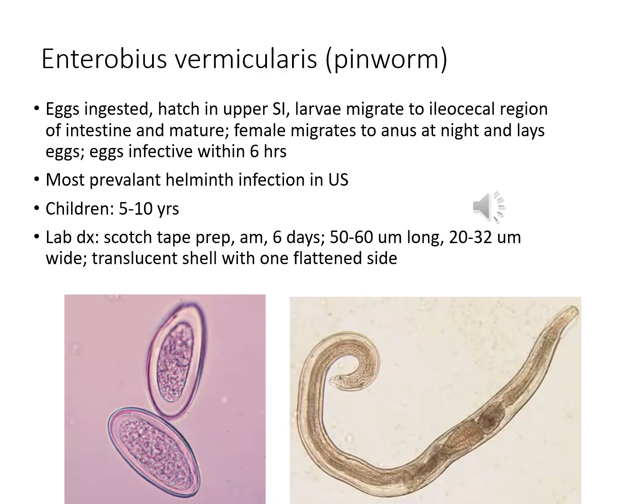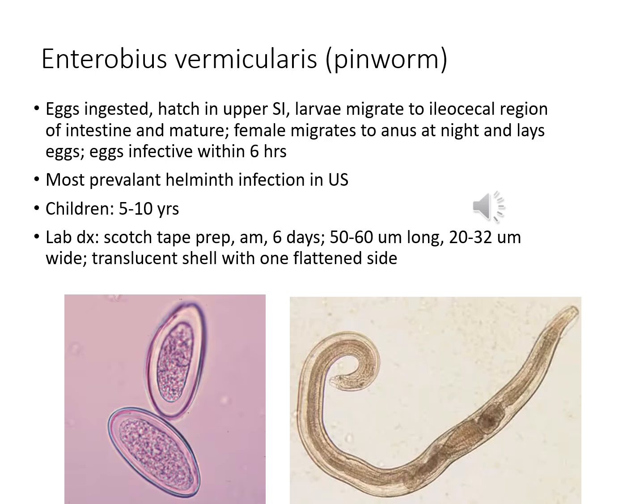The first worm we're going to talk about is Enterobius vermicularis. This is pinworm. Eggs are ingested. They actually hatch in the upper small intestine. The larvae then migrate to the ileocecal region of the intestine and mature. The female migrates to the anus at night and lays eggs, and they become infective within 6 hours. This is the most prevalent helminth infection in the United States. It typically will be seen in children 5 to 10 years of age.